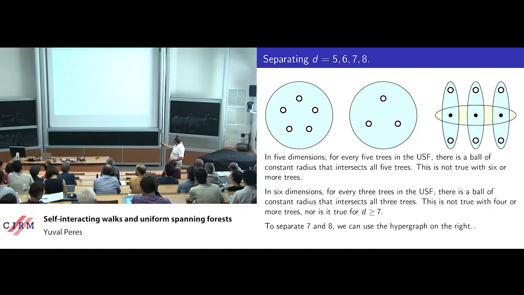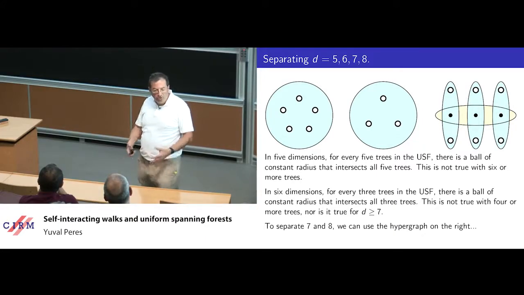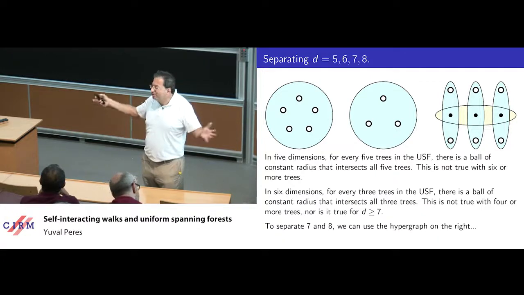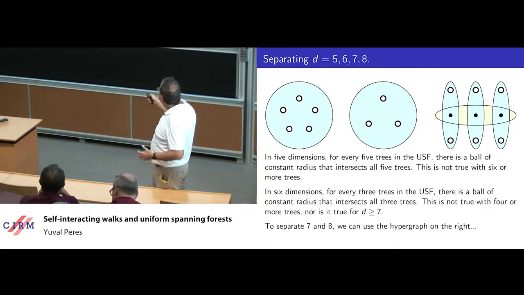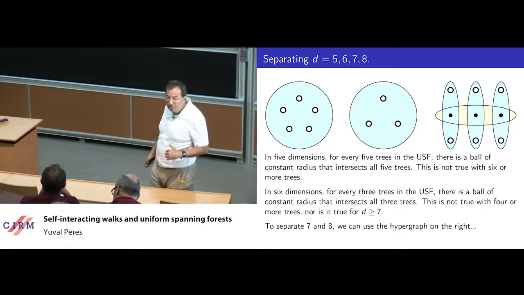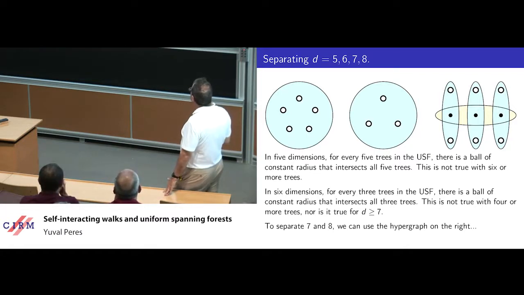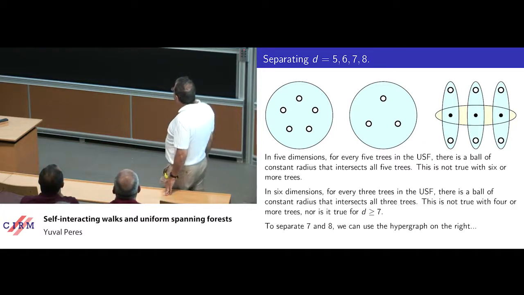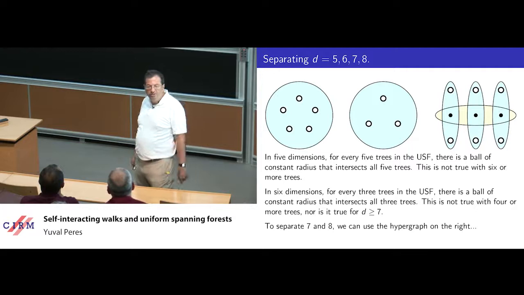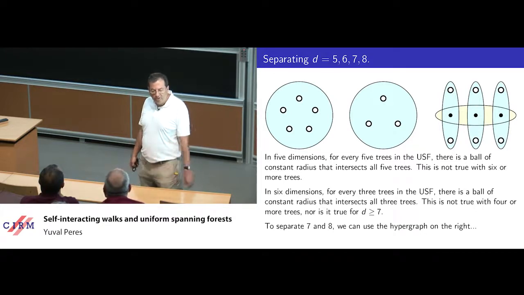So for instance, in 5 dimensions, for every 5 trees in the USF, there is a ball of constant radius that intersects all 5 trees. This is something that you cannot describe as a graph property; it is a hypergraph property, because in dimensions 5, 6, 7, 8 you have a complete graph, and there's nothing more to say about the graph. But this property works in 5 dimensions and fails in dimension 6 and higher. In 6 dimensions, for every 3 trees, there is a ball of constant radius that intersects all 3. This is not true for more trees, and it fails also in dimension 7 and higher. So this is a way to distinguish dimensions 6 and 7.